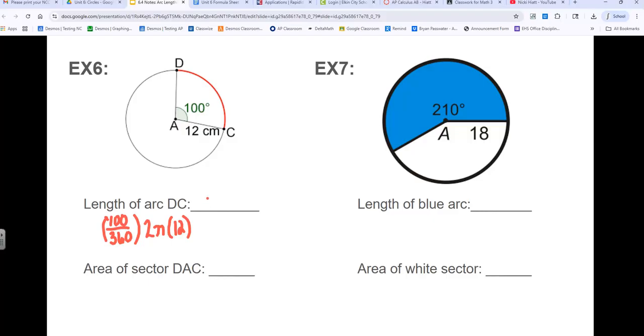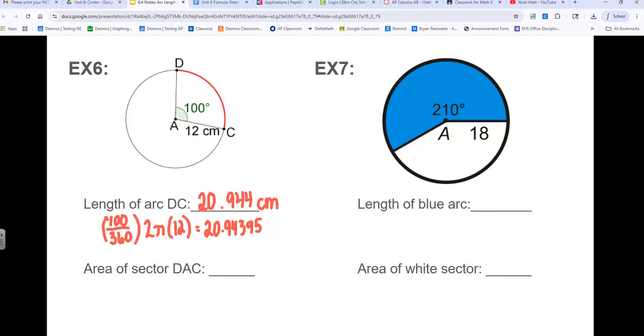And I'm getting 20.94395. So if we round that to 3 places, it'll be 20.944 centimeters. There.